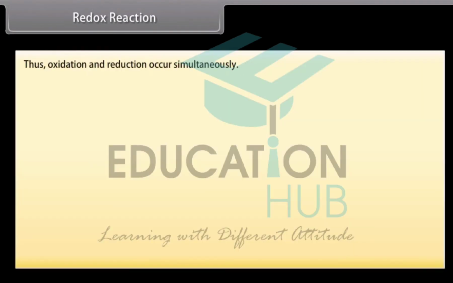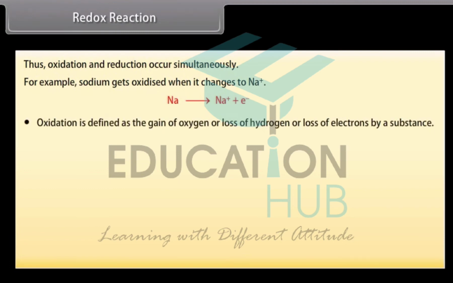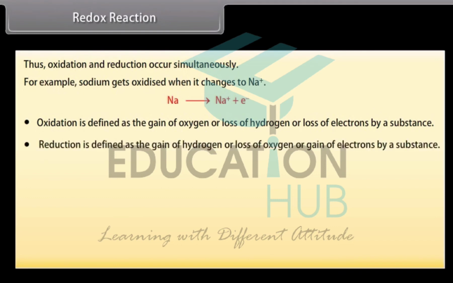Hence, hydrogen is the reducing agent. Thus, oxidation and reduction occur simultaneously. For example, sodium gets oxidized when it changes to Na+. Oxidation is defined as the gain of oxygen or loss of hydrogen or loss of electrons by a substance. Reduction is defined as the gain of hydrogen or loss of oxygen or gain of electrons by a substance.